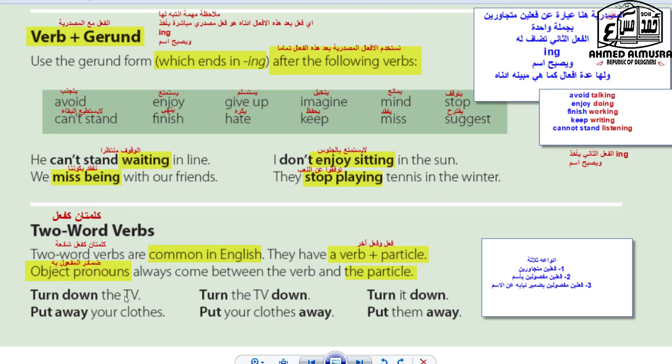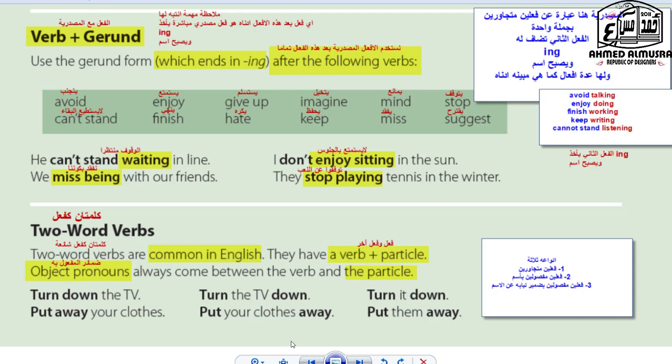Separated two verbs between them and noun. And this is here, two verbs neighboring each other. Turn down the TV. Turn the TV down. Turn it down. This is here an example of that one. Put your clothes away. Put them away. Because this is here a plural.